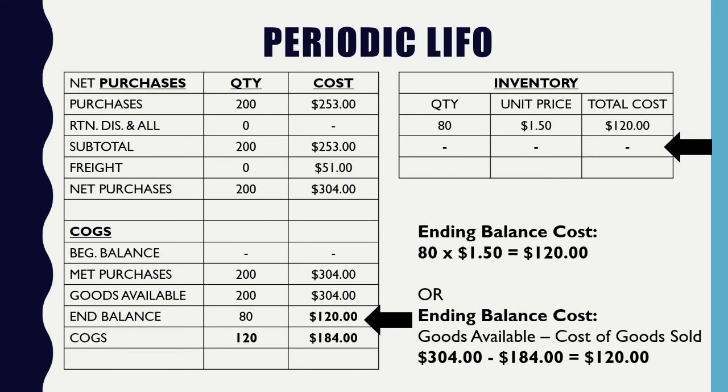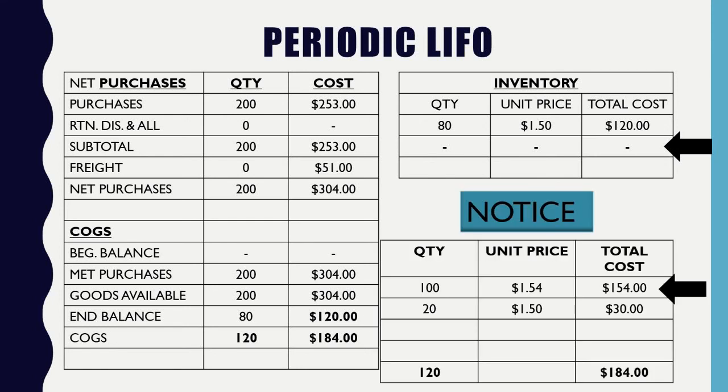So once I've done that, notice this, right? I should have an ending balance of 80 units at $1.50. And again, how we costed the goods sold was in fact in order by LIFO, right? Whichever batch came in last is what I sold first. Okay? And there you go.